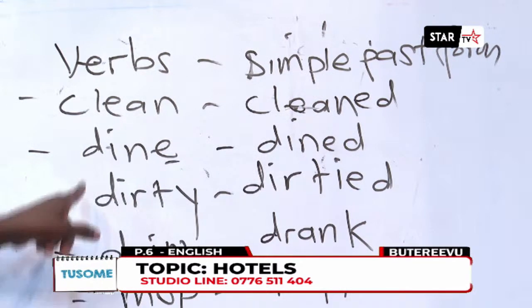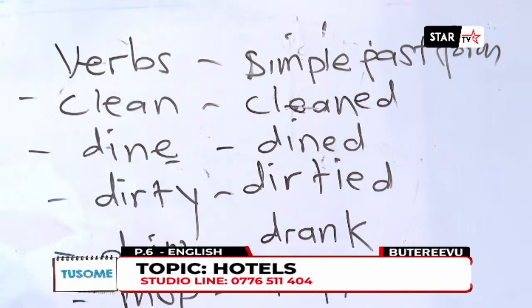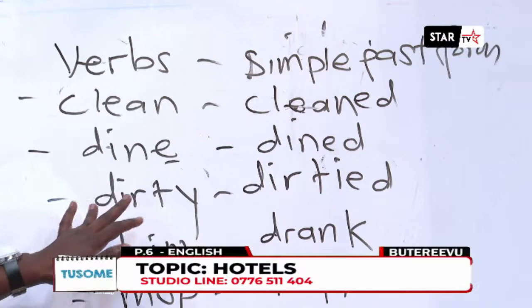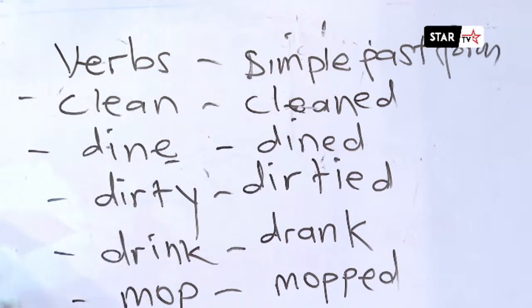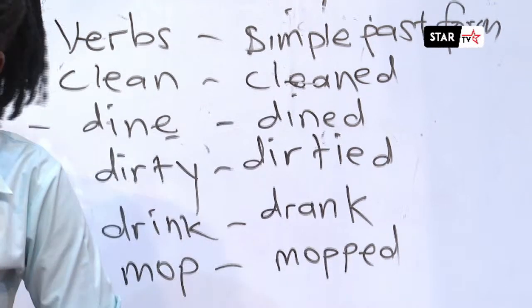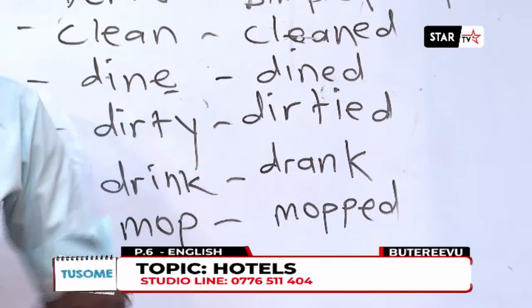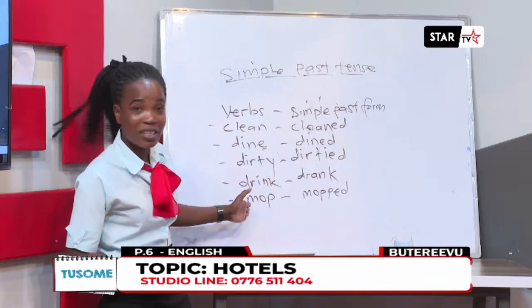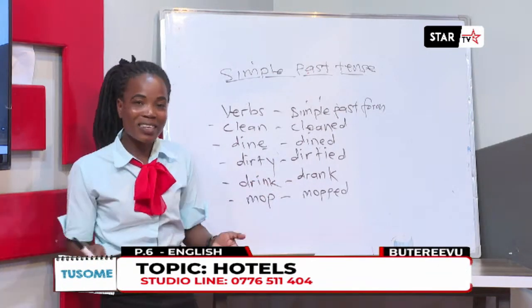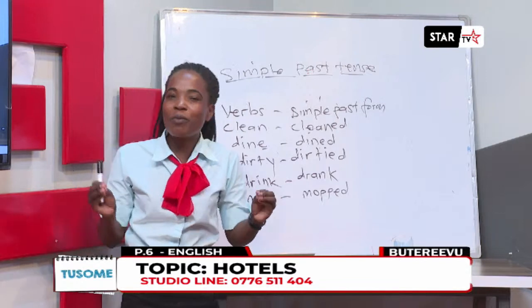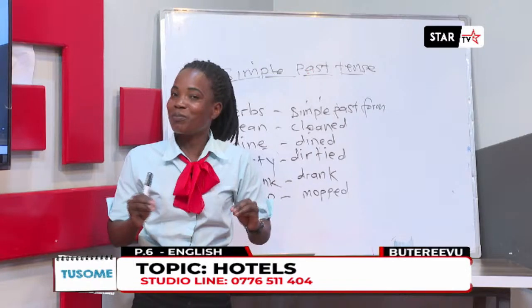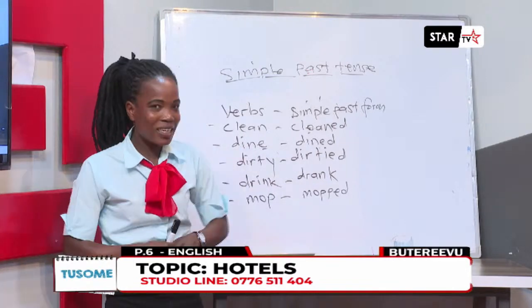My precious viewer, I can also use the next verb in a sentence, and that verb is dine. I dined with my father last night. Another example I can give you is, Muwanguzi dirtied the dining table yesterday. Another sentence I can construct, let me use this time the verb mop. I can say, the pupils mopped in the classroom last Wednesday.